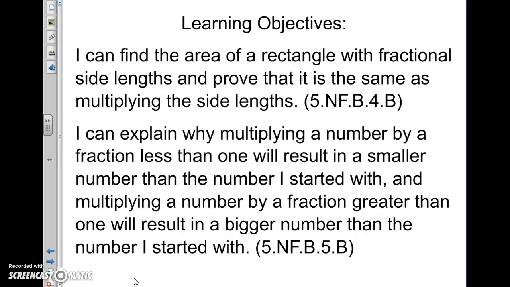Our learning objectives today: I can find the area of a rectangle with fractional side lengths and prove that it is the same as multiplying the side lengths. 5th grade standard, numbers fractions, B for B.